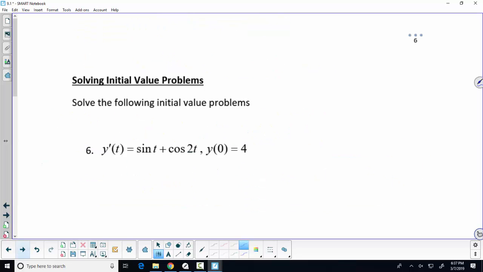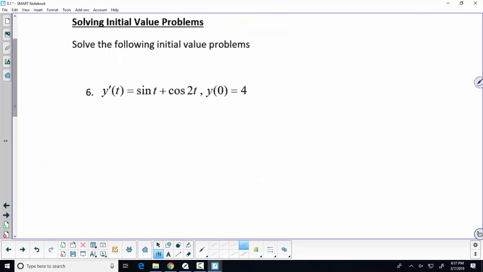All right, so initial value problems. That's the last kind of exercise we have in 9.1. So 9.1 was just a very gentle introduction. It's the same idea. We're going to find the function y, and we'll use an initial condition to find the constant.